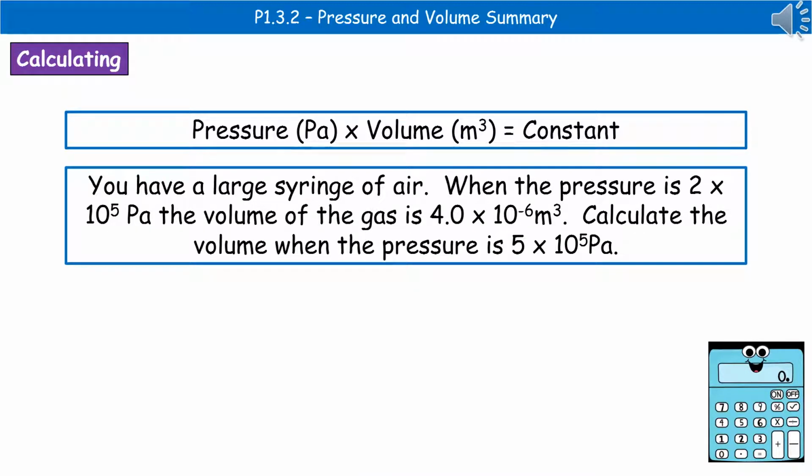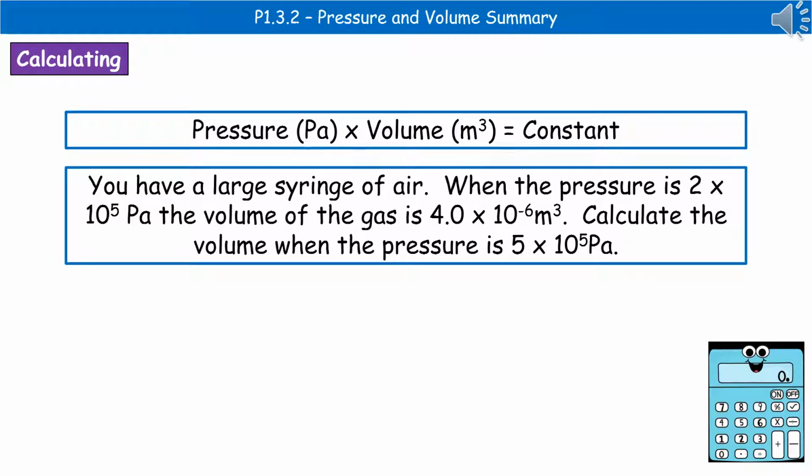The next thing we need to be able to do is to actually carry out calculations involving pressure and volume. So this equation is one you don't have to learn. Pressure times the volume is a constant. By a constant we mean something that's not going to change.